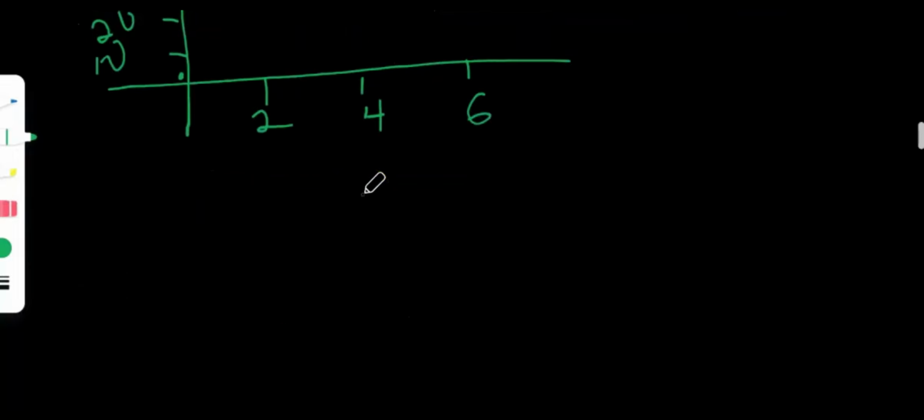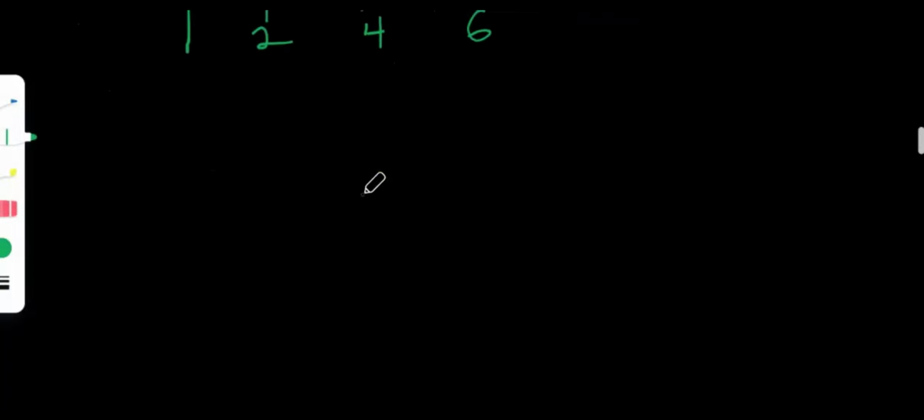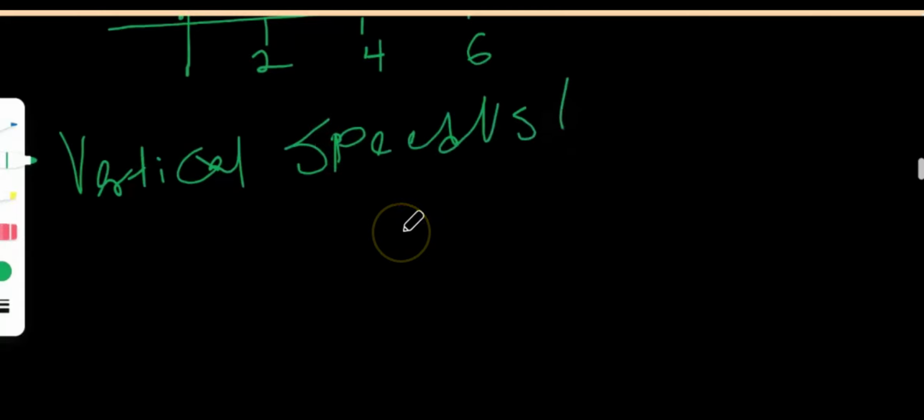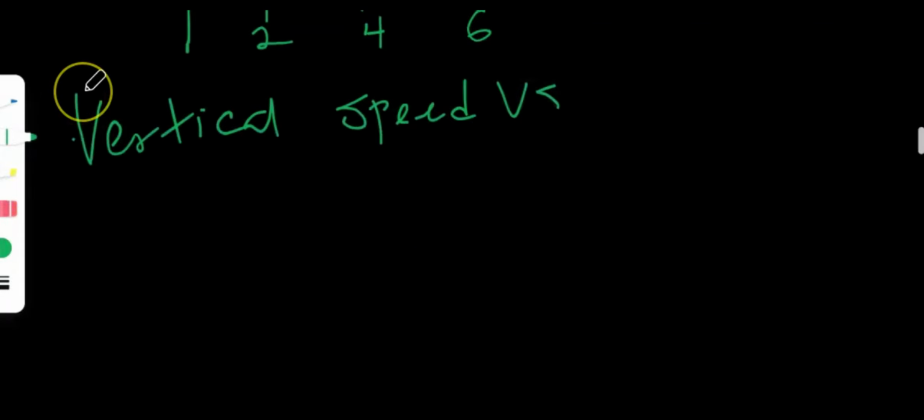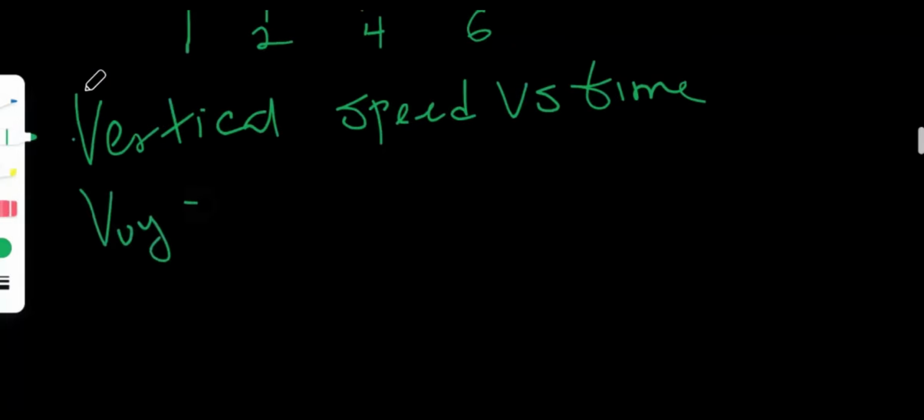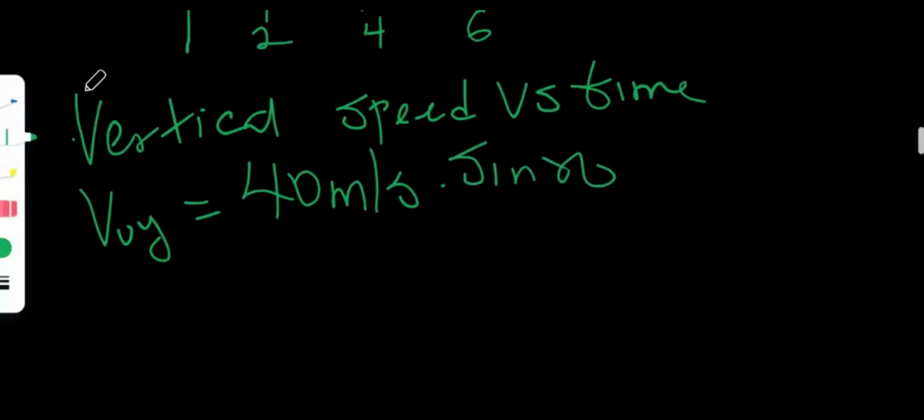Now let's look at the vertical, because we looked at the horizontal first. For the vertical speed versus time, we know that the initial vertical velocity of the cannonball, V0y, equals 40 meters per second times sin 30 degrees, which is equal to 20 meters per second.